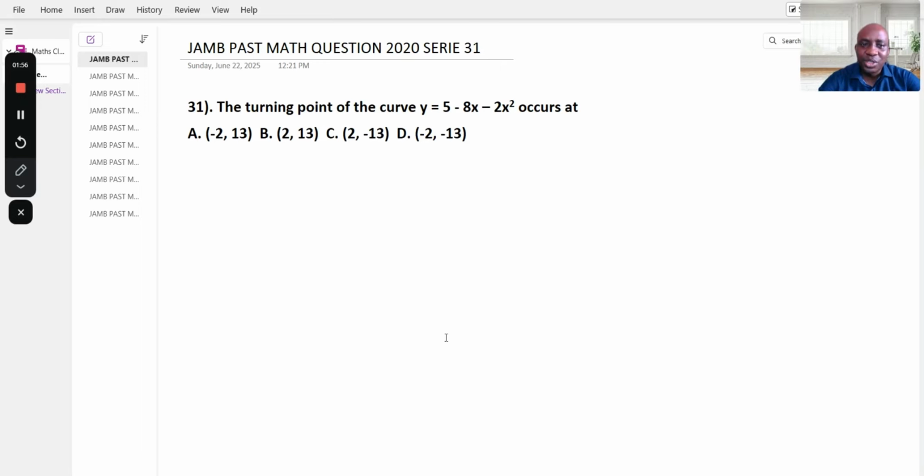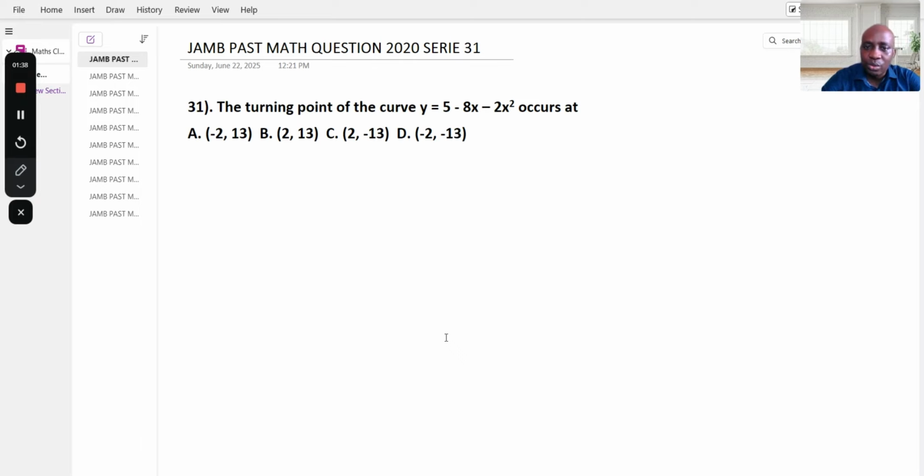I am here again to teach you guys how to solve JAMB past question, mathematics for year 2020. Let's begin to solve this question together. The turning point of a curve y equals 5 minus 8x minus 2x raised to power 2. Let me write out this question.